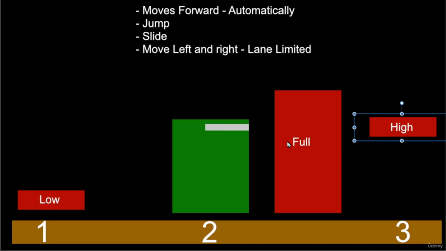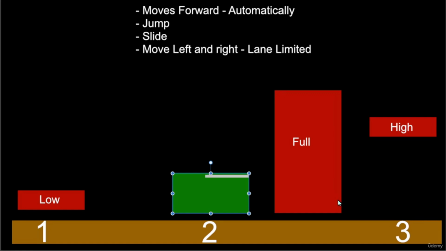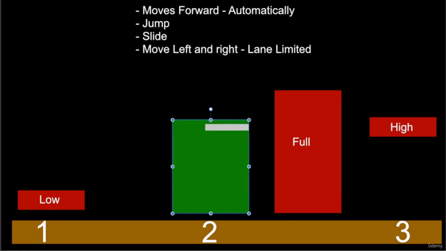But this high obstacle is there to encourage the player to slide. The slide movement lowers the profile of the player character. And then there is the full obstacle. I've placed it here, but it would really be in one of the lanes. The full obstacle needs the player to change its position in the lane. So when it's there, it can't jump over it, it's too tall. The player must either move to lane 1 or 3 based off what it sees is ahead.